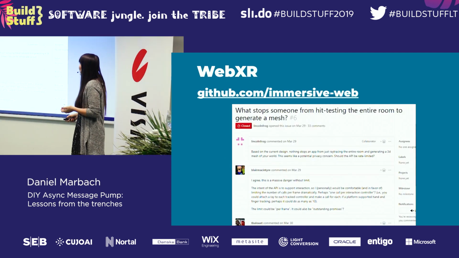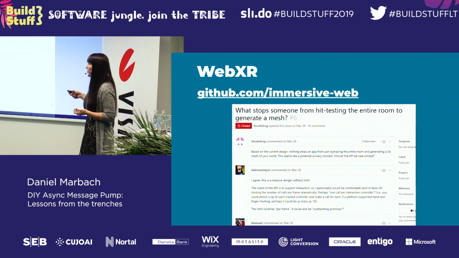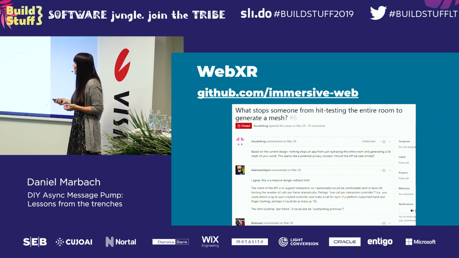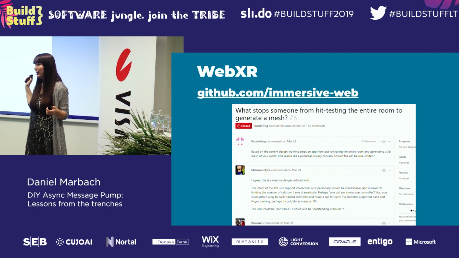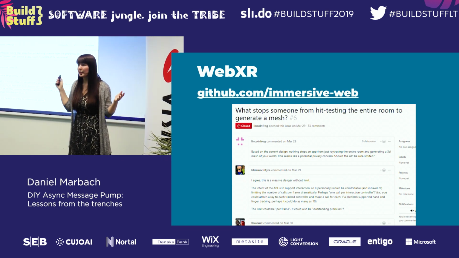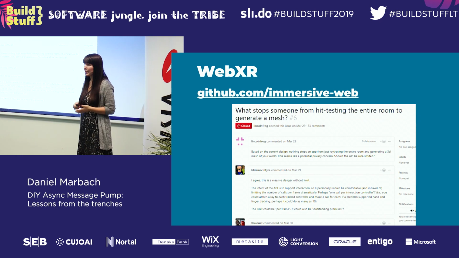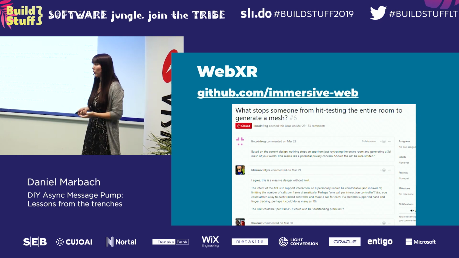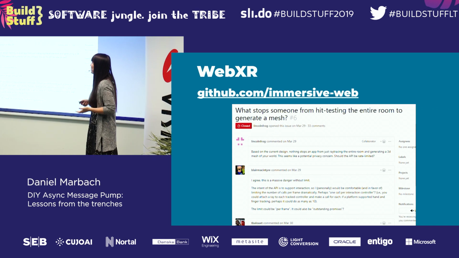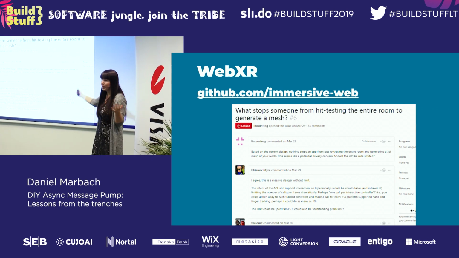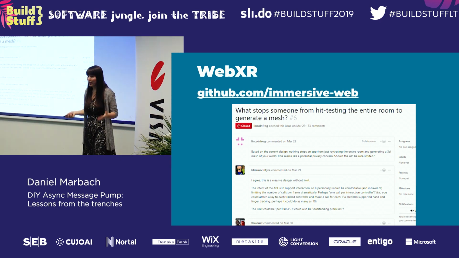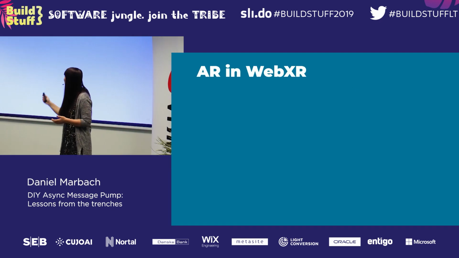And you can check them on the GitHub. That's where all the collaboration happens. They're called Immersive Web, and they discuss technical implementation, some use cases, and also issues. For instance, I found an issue on privacy, like what stops someone from hit testing an entire room to generate a mesh, you know? So they discuss various kinds of things. It's interesting to read, in my opinion.